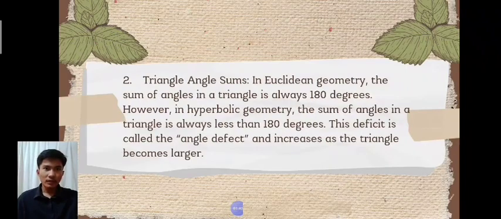So second is triangle angle sums. In Euclidean geometry, the sum of angles in a triangle is always 180 degrees. However, in hyperbolic geometry, the sum of angles in a triangle is always less than 180 degrees. This deficit is called the angle defect and increases as the triangle becomes larger.